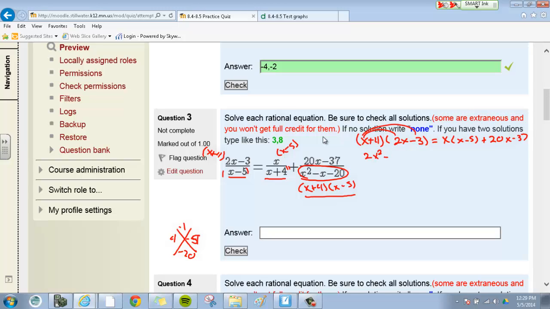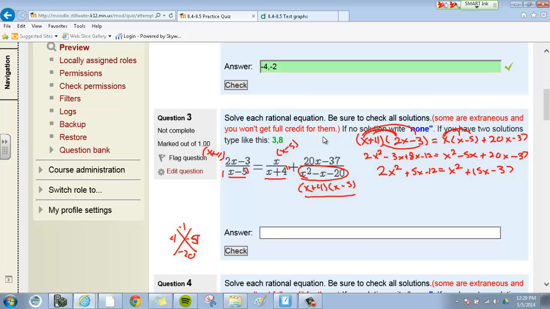Here I got 2x squared when I did that. Then I got minus 3x, and then this gives me plus 8x, and then this gives me minus 12. That's equal to x times x is x squared minus 5x for this next one, plus 20x minus 37. Is it minus 37? Yeah, it's minus 37. Okay, now let's try to combine like terms on each side separately. So we've got 2x squared plus 5x minus 12 is equal to x squared plus 15x minus 37 right there.